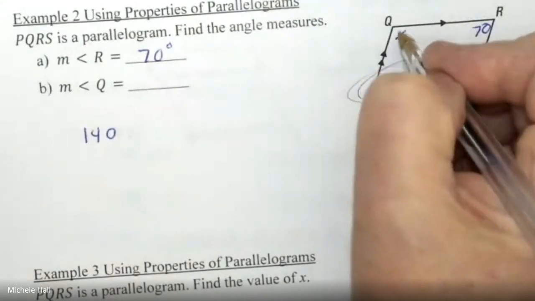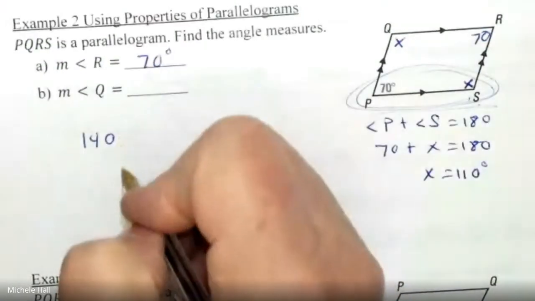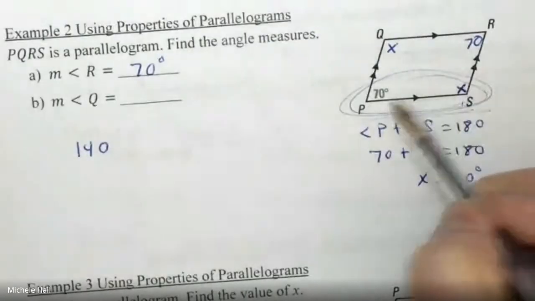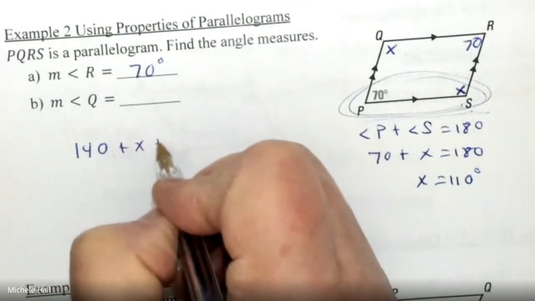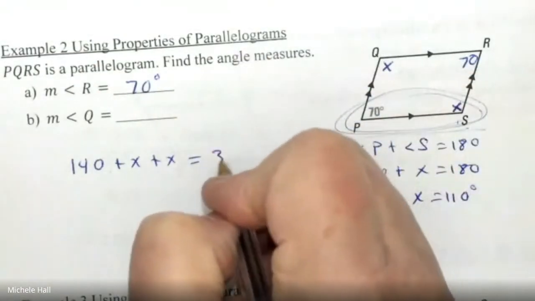So I'm going to call this X. Opposite angles are congruent. They're both X. So I'm going to say 140, those two angles, plus X, plus X. Question is, how many degrees are in a quadrilateral? 360, right? A quadrilateral has 360 degrees. We learned that in 6.1.